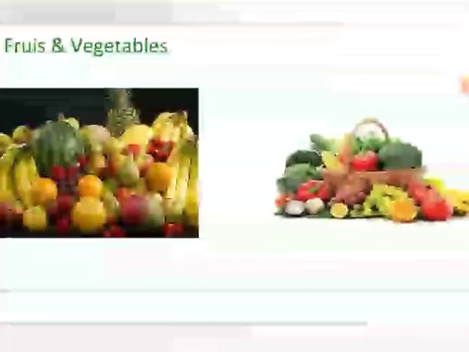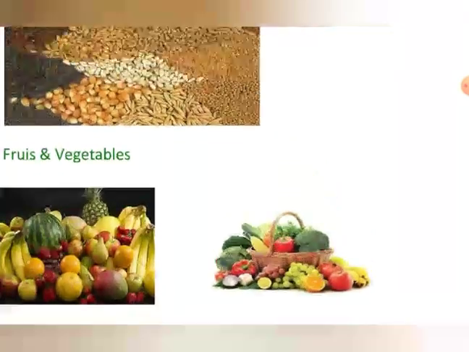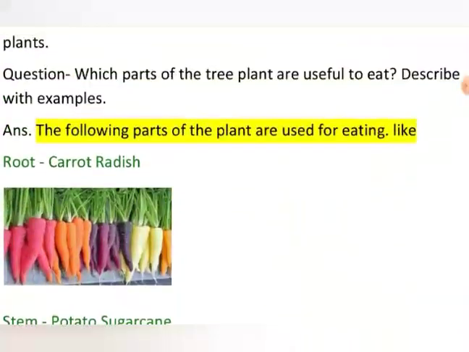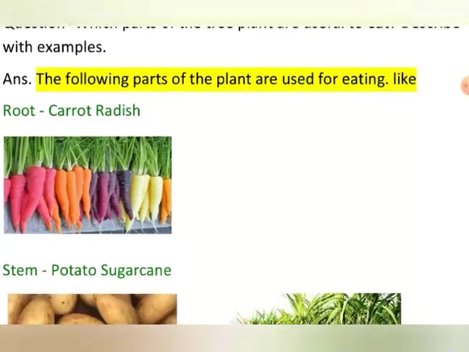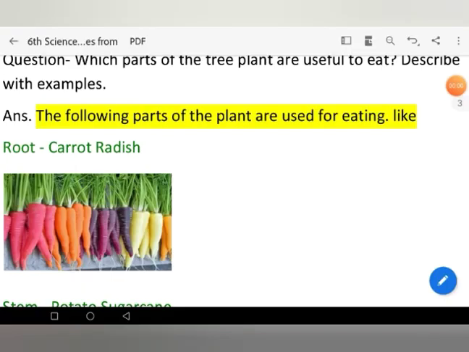And in this picture again you can see there are many plants whose fruits and vegetables are edible. So the answer to the question, what parts of the plants are edible, is this: different parts of the plants can be eaten. Thus we have studied that different parts of the plants can be eaten, like roots, stem, leaves, seeds, and fruits.